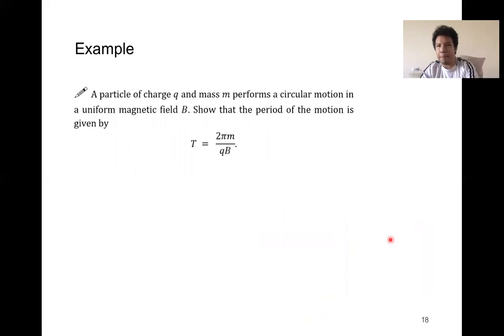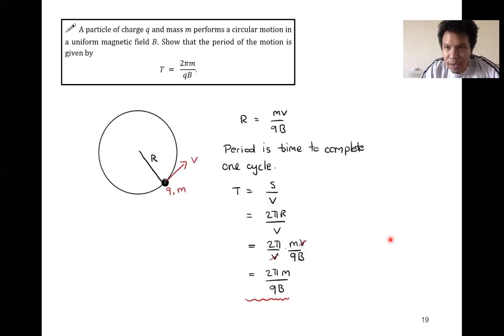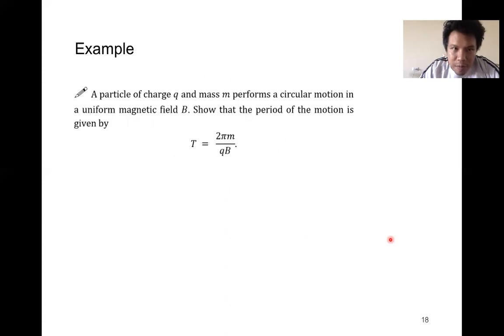So we are looking at some more examples of charge moving under a magnetic field. A particle of charge q and mass m performs circular motion in a uniform magnetic field, and they ask us to find the period. So how do we do this?